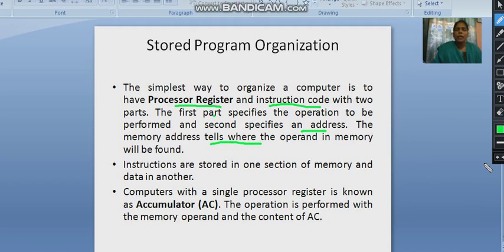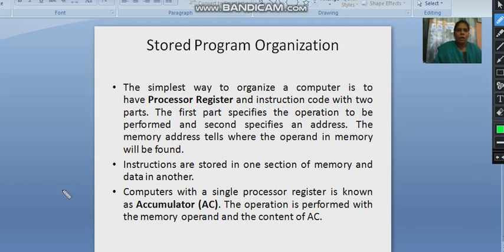The instructions are stored in one section of memory and data in another section. The computer with a single processor register is known as accumulator. So accumulator is the main register where data is located when we use any kind of instruction code. The operation is performed with the memory operand and the contents of the accumulator.